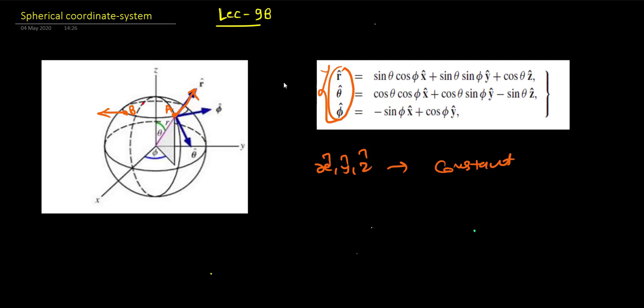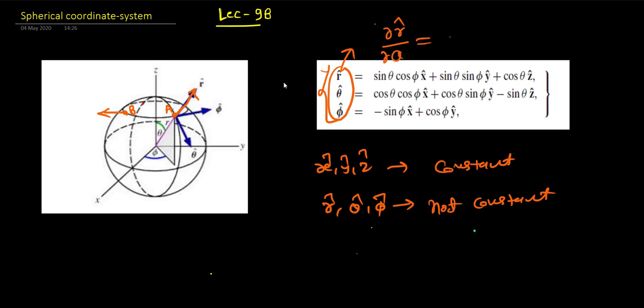So you cannot take r cap, theta cap and phi cap out of the integral. Just remember, let me write it: r cap, theta cap and phi cap are not constant. If you try to see del r cap by del theta, you will get this theta cap. So r cap is not constant, otherwise the differentiation would be 0, but here you are getting dependency on theta cap. Just remember these points.